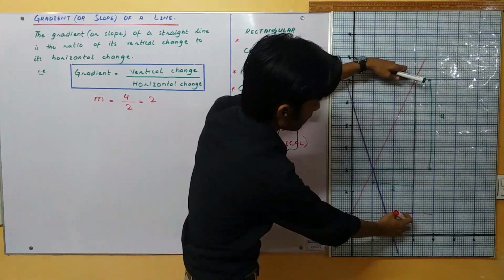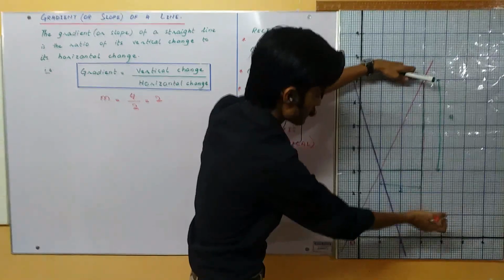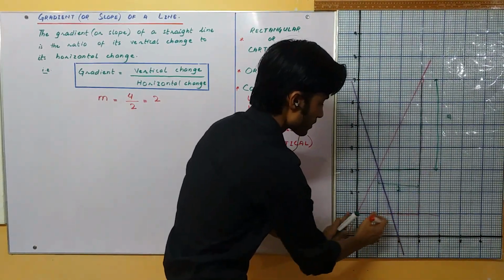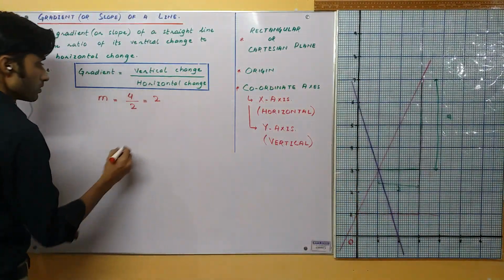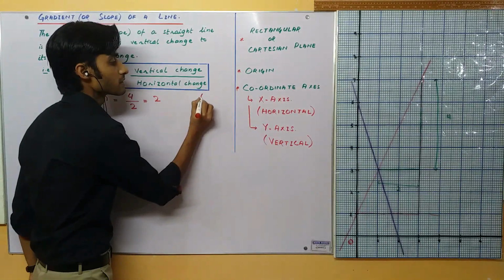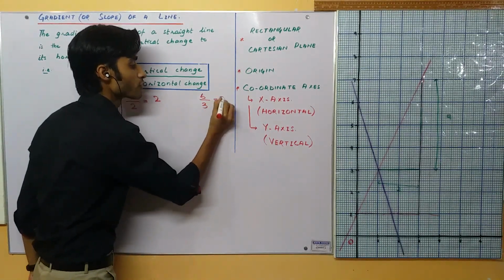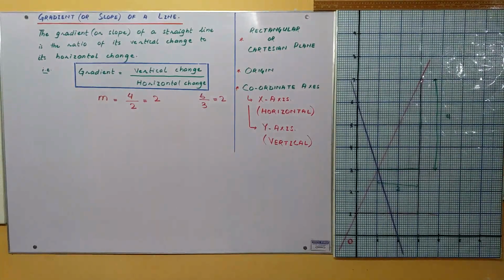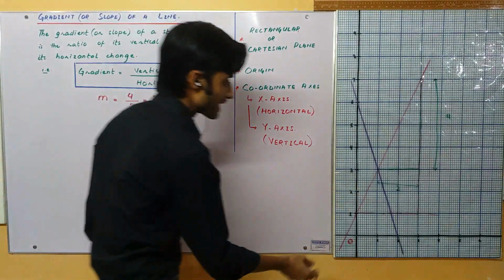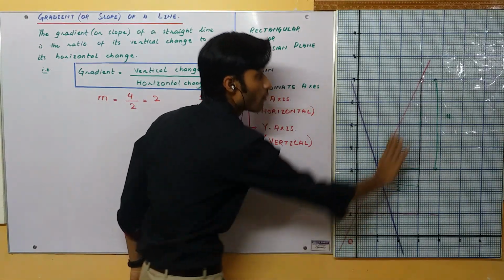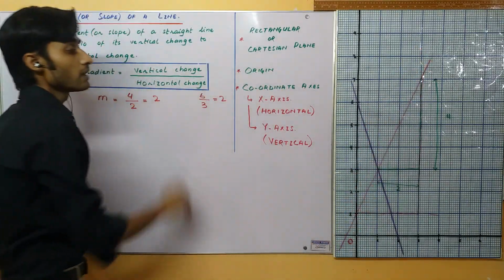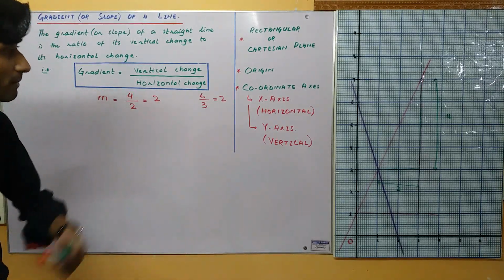How much is the vertical change? The vertical change is 1, 2, 3, 4, 5 and 6. How much is the horizontal change? 1, 2 and 3. Okay, so if I use those values, this will be 6 over 3 and the slope is going to be same. It doesn't matter which 2 points you consider, the slope is going to be same. And you can clearly see this line is going upward from left to right, so the slope has to be positive.